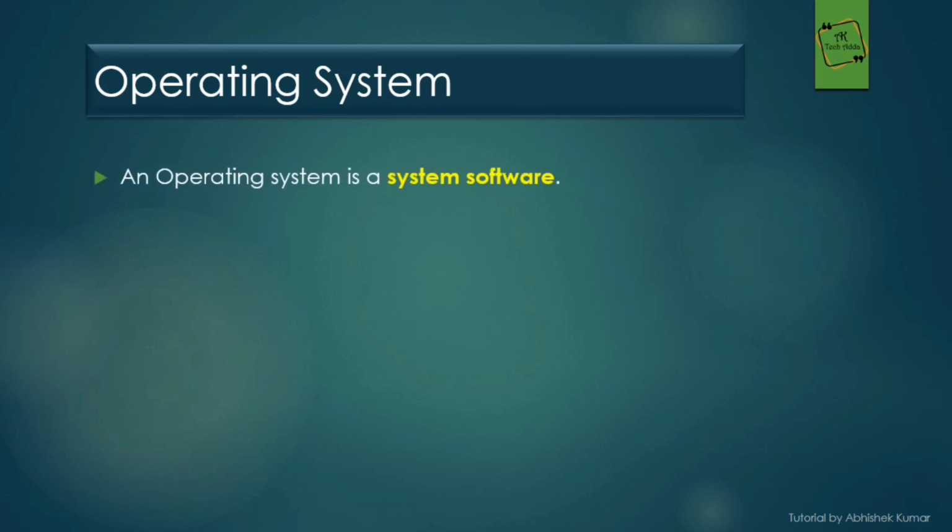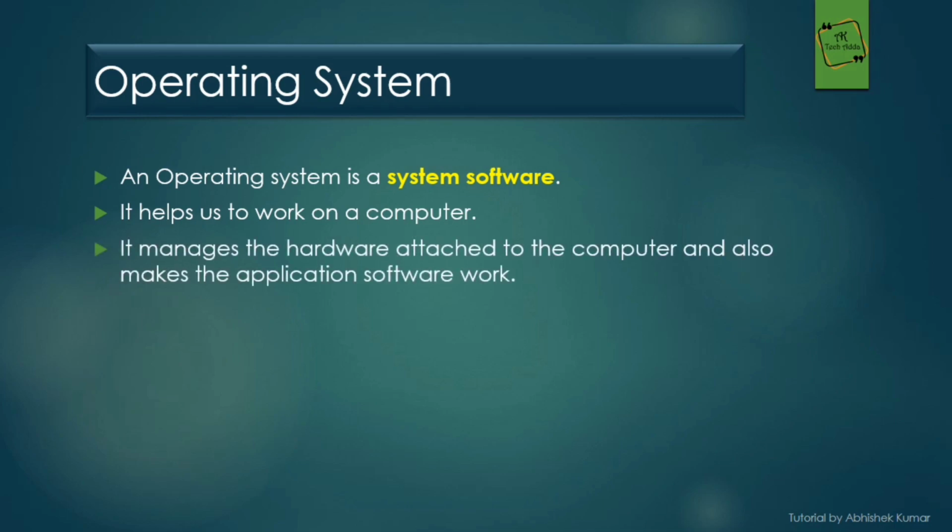An operating system is a system software, and it helps us to work on a computer. It means without an operating system, your computer is just a box. Even if you try to turn it on, it will show you nothing. So an operating system works like a soul for the computer. It manages all the hardware attached to the computer and all the other software as well. It looks after the working of each and every software.